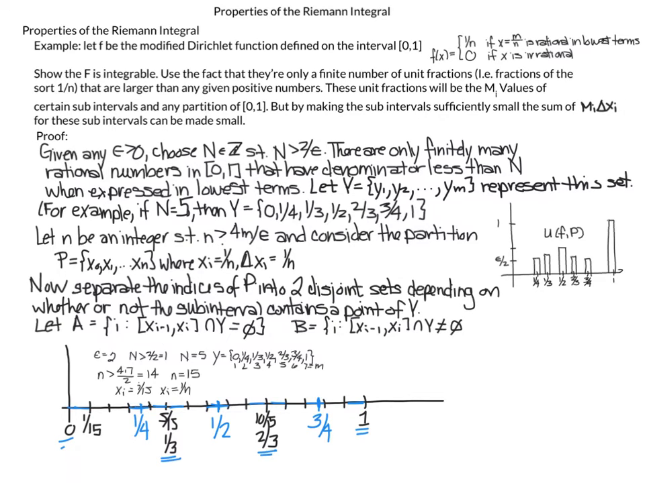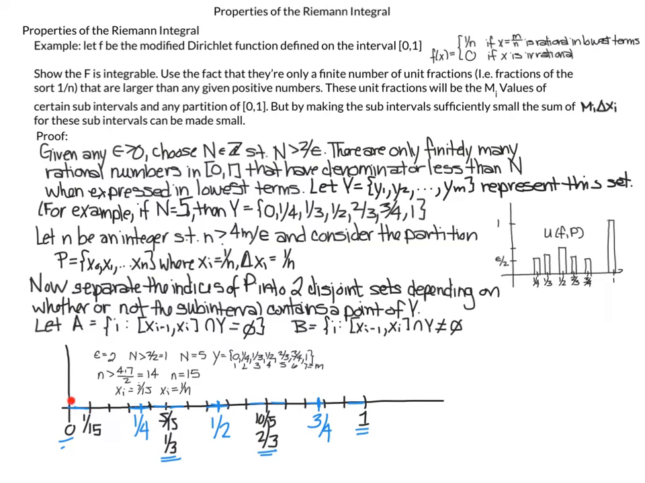And now we will separate the indices of P into two disjoint sets depending on whether or not the subinterval contains a point of y. So A is going to be equal to the subintervals that are disjoint with y, that have no intersection with y, whereas B will be the subintervals that do intersect y. So I underlined the set B.